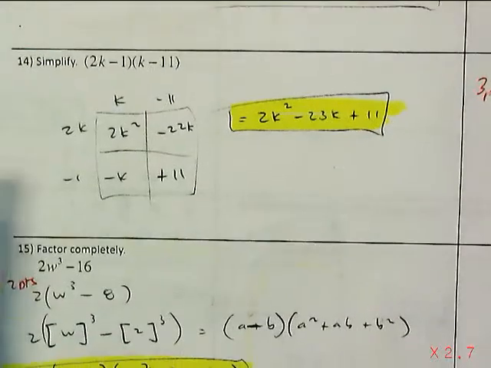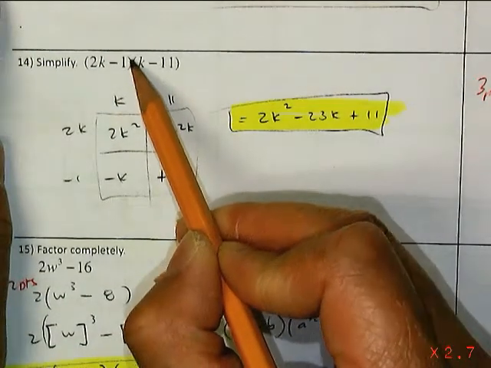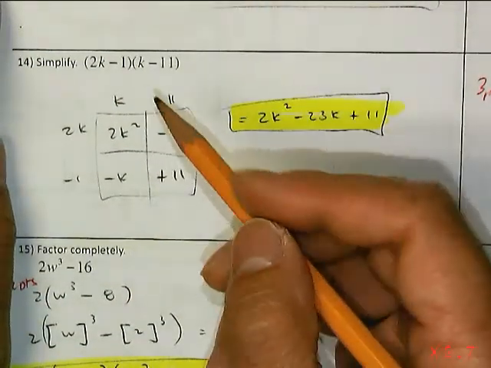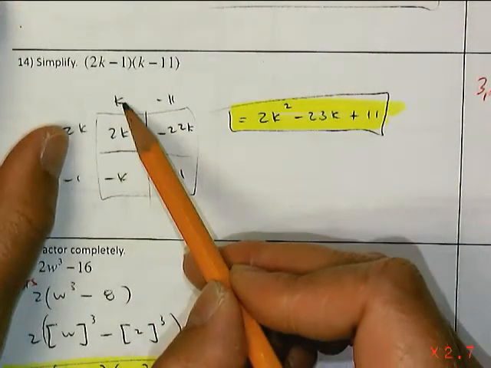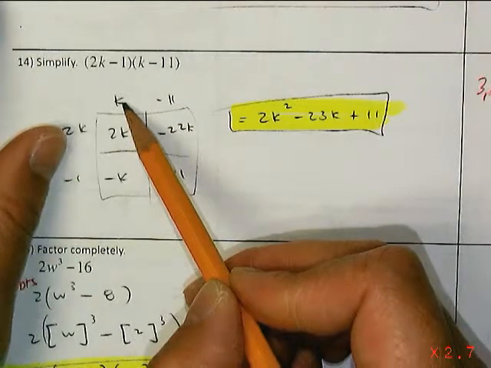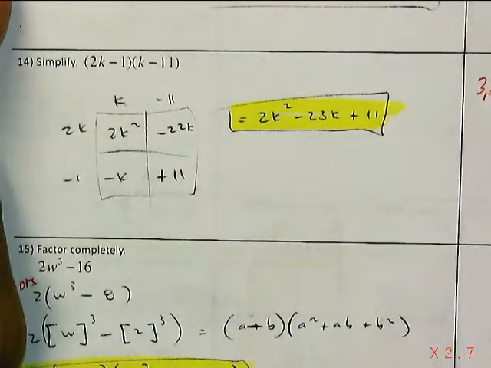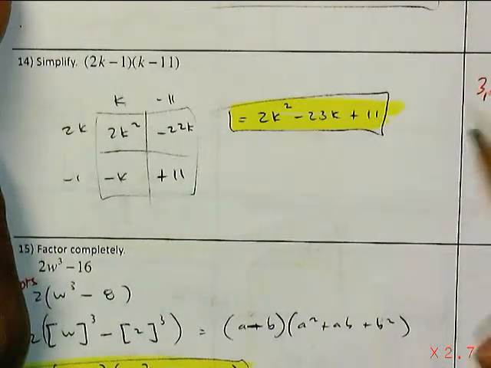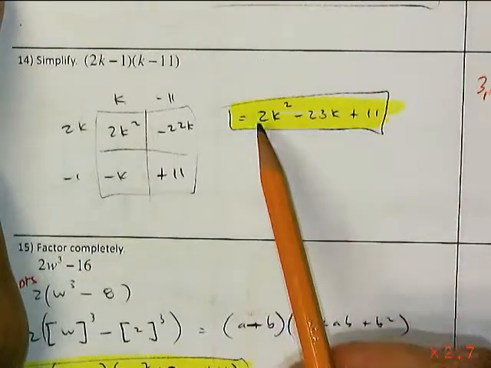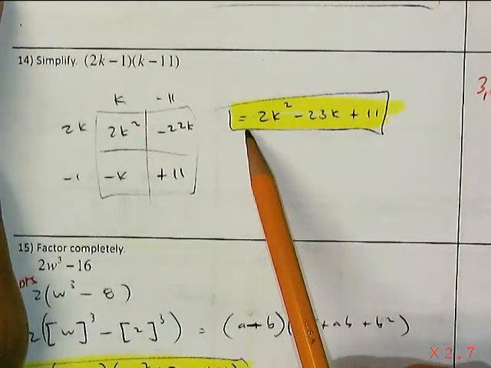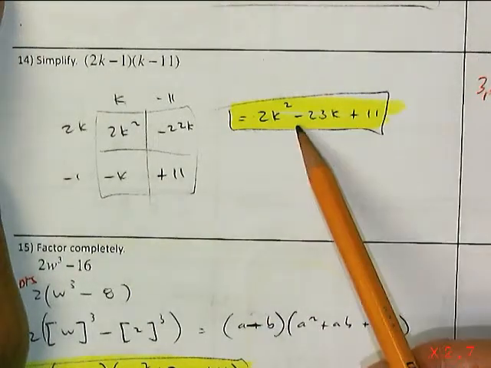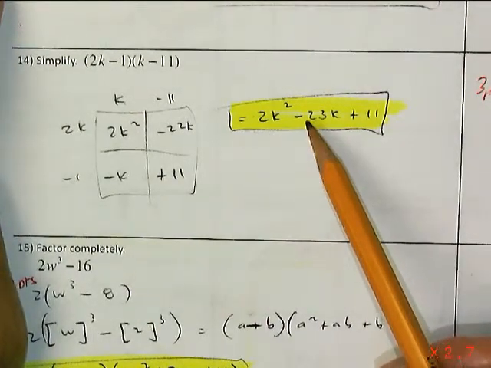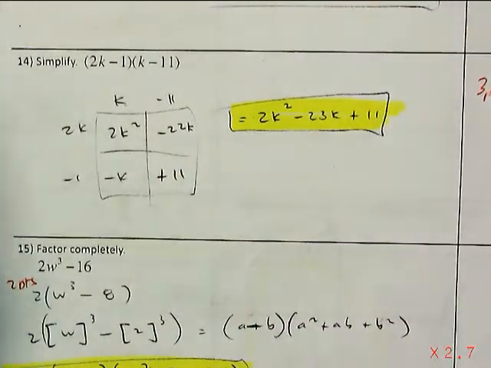Question number 14, you should recognize that you have multiplication, so you can either use FOIL there, or you can use your box method, which I did. Same thing, you're going to multiply first, then add, and you'll get 2k squared minus 23k plus 11. Remember, you're going backwards from previous weeks' lessons. You can essentially take this problem and factor, meaning you can use your X box or your snowflake, and you'll go back to get those factors.